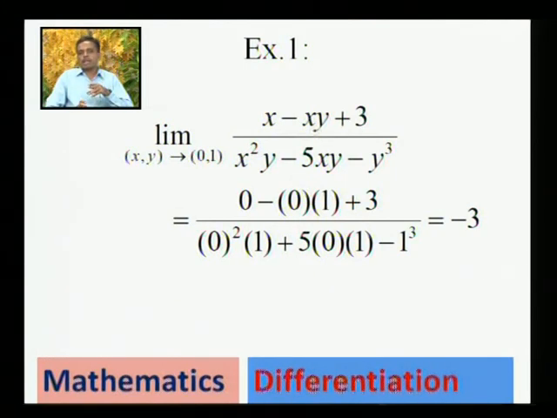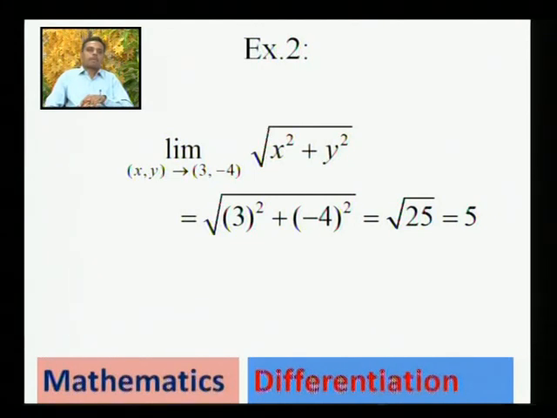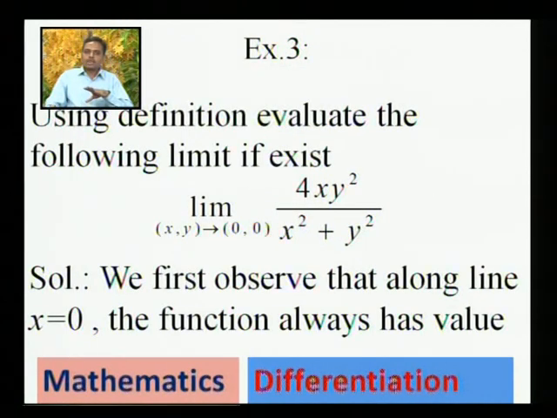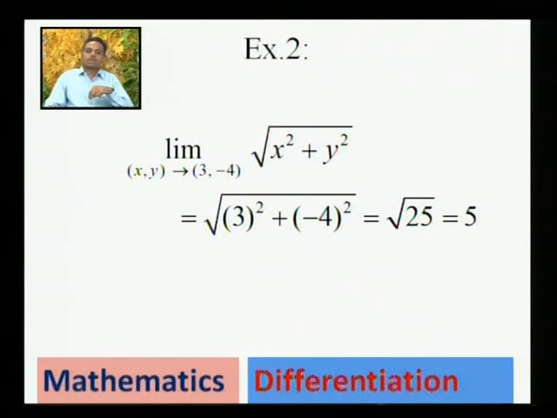Here you just put x tends to 0 and y tends to 1 in this fraction, and if you calculate, you will get the finite limit, and that is minus 3. Next, if you take the limit of square root of x square plus y square, as (x, y) approaches (3, minus 4), then again you can put x equal to 3, y equal to minus 4, and if you simplify, it is 5. So in the above two examples, we have put the limit directly.